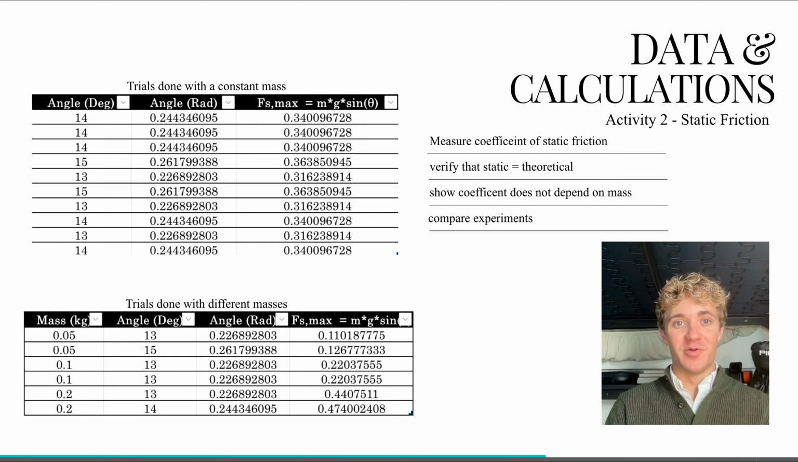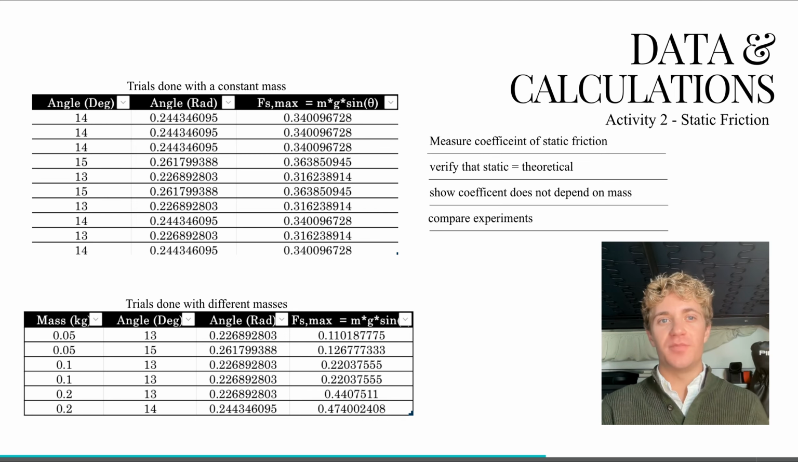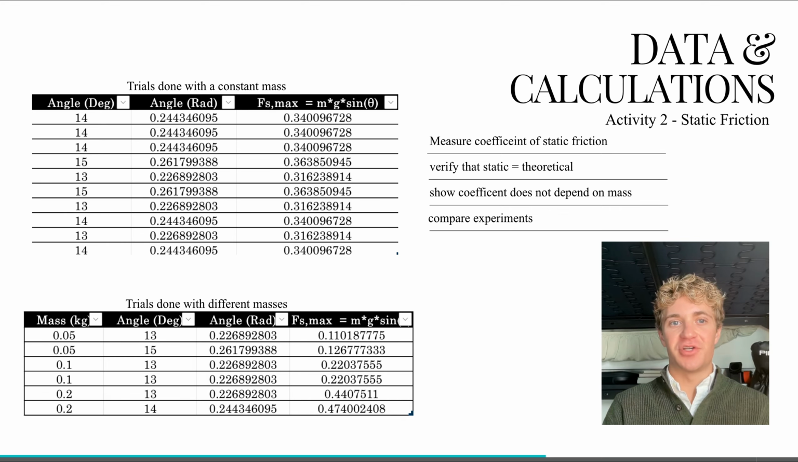For activity 2, we measured the coefficient of static friction using two different methods. In the first method, we pulled the block on a horizontal surface until it just began to move, and calculated the static friction constant, mu sub s, from the ratio of the max static friction force to the total weight. Second, we slowly put the board on an incline until the block started sliding down and calculated mu sub s using tangent theta. Repeating the experiment with different masses showed that there is no correlation between the coefficient of static friction and the mass, and both methods gave consistent results, supporting the theoretical model.